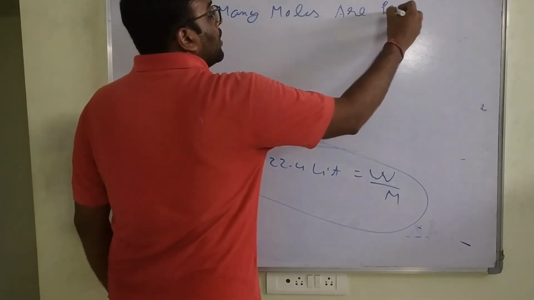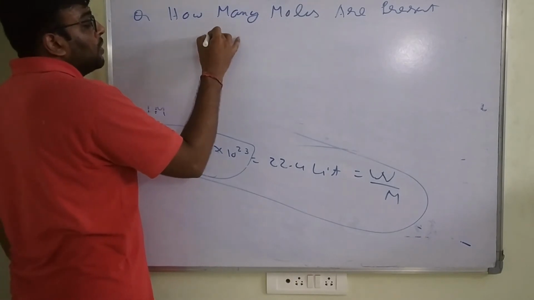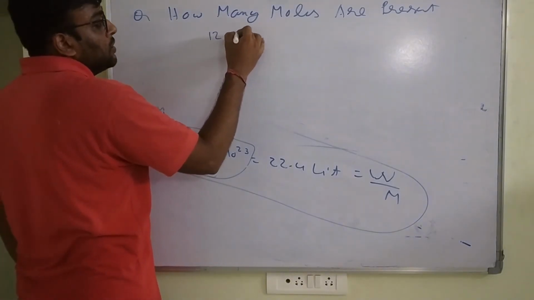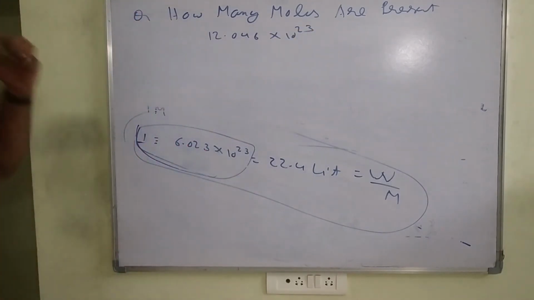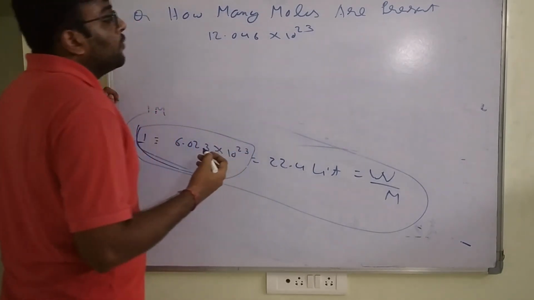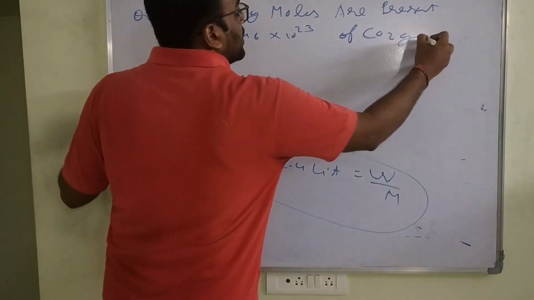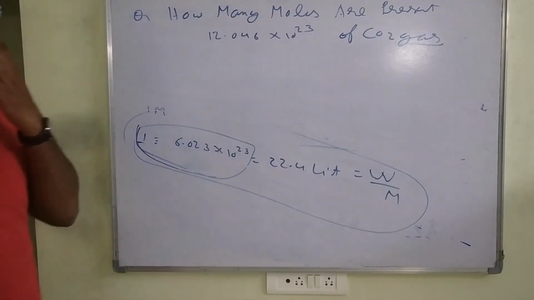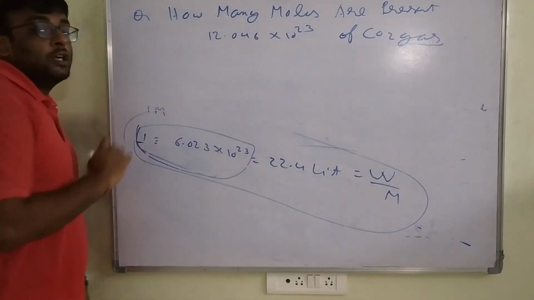How many moles are present in 12.046 into 10 raised to power 23 molecules of CO2 gas? Suppose, second, we are taking this example. First of all, we have to convert into a mole. Now, how do we convert? As we know, 1 mole is equal to this.